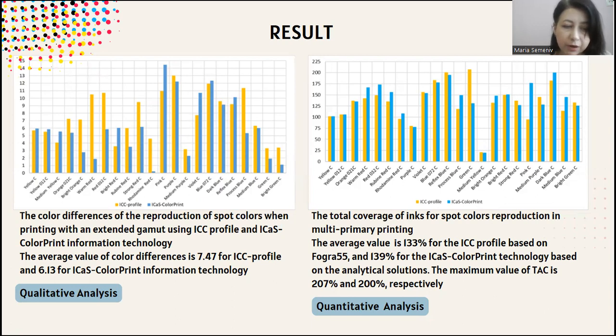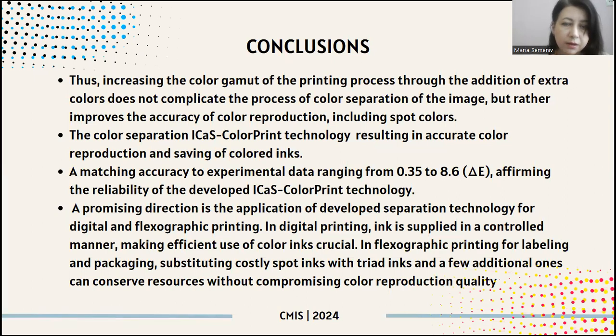We have observed the values of inks fall in the range of 1–3%, which makes the process of manufacturing printing plates and the printing process more complicated. Thus, increasing the color gamut of the printing process through additional colors does not complicate the process of color separation of the image, but rather improves the accuracy of color reproduction, including spot colors. The color separation ICAS color print technology results in accurate reproduction and saving of colored inks, with a matching accuracy to experimental data ranging from 0.35 to 8.6 delta E, affirming the reliability of the developed ICAS color print technology.